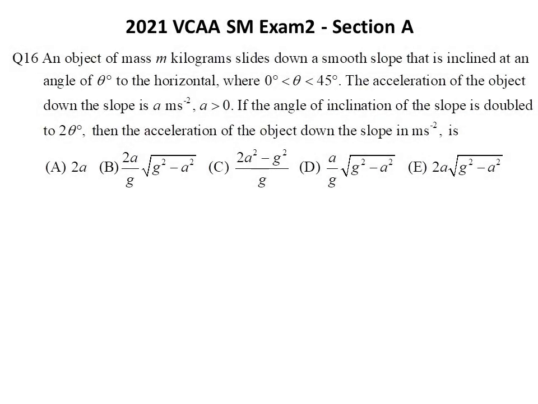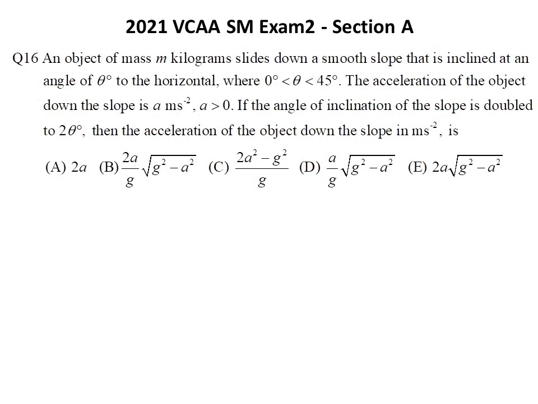Welcome to this VCAA Specialist Math exam paper series. This is section A of 2021 exam 2 paper. There are total 20 multiple choice questions in section A and 6 extended response questions in section B. In this video, we will present questions from 15 to 20 in section A.